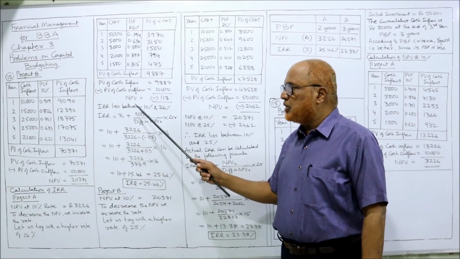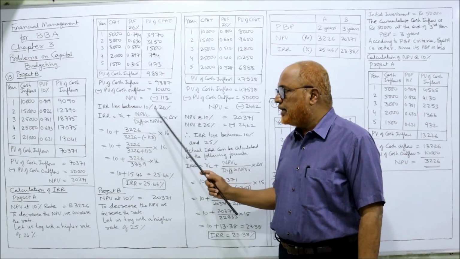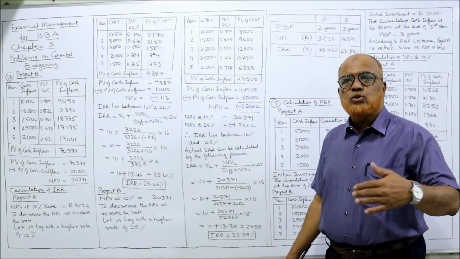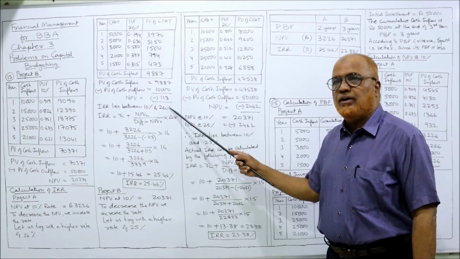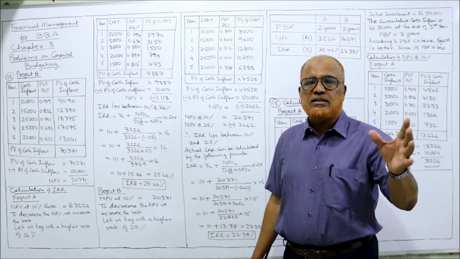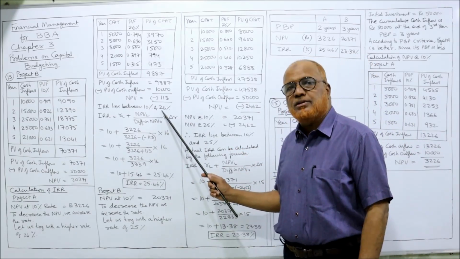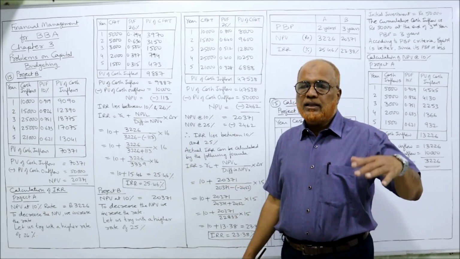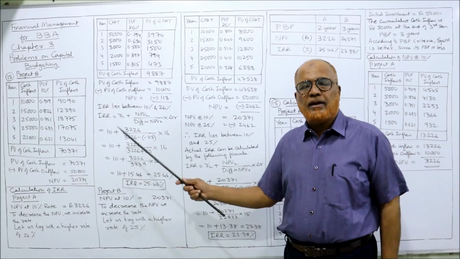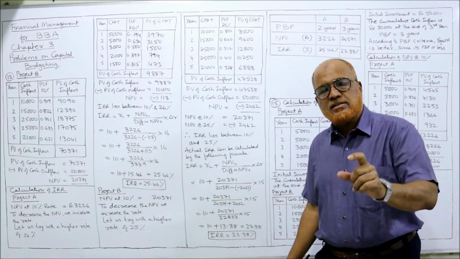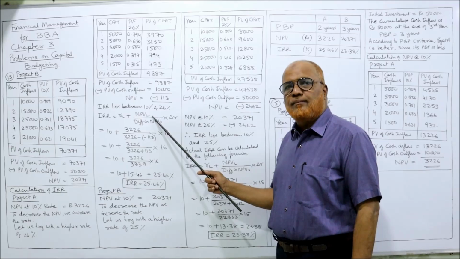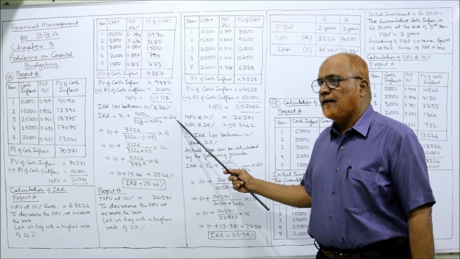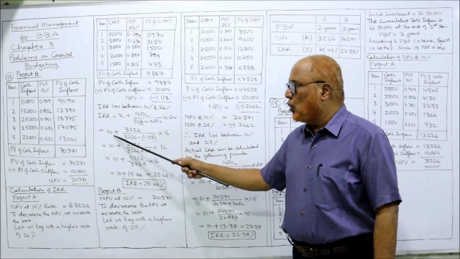Now IRR lies between 10% and 26%. At 10% we have positive NPV, at 26% we have negative NPV. So IRR lies between 10% and 26%. The actual IRR can be calculated by this formula. Already in the previous problems also we have applied this formula: RL plus NPV at lower rate divided by difference in NPVs into delta R, where RL stands for lower rate.